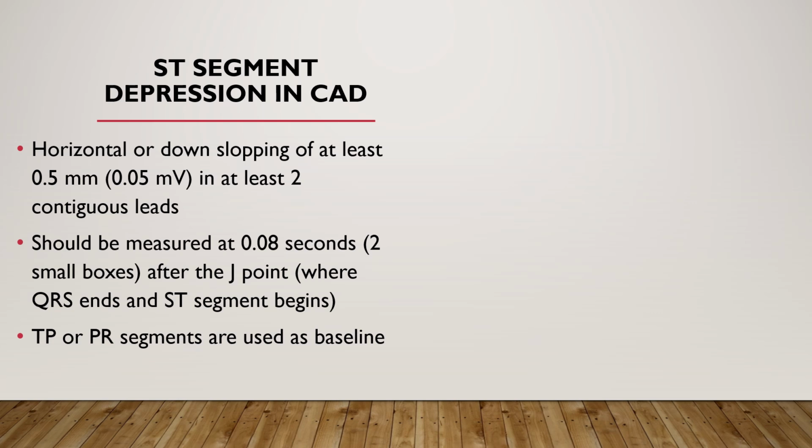Again, like we discussed before, whether the ST segment is below or above the baseline should be referenced towards the TP segment. Here we say that the ST segment depression should be measured about 0.08 seconds after the J point, where the J point is the place where the QRS complex ends and the ST segment begins.